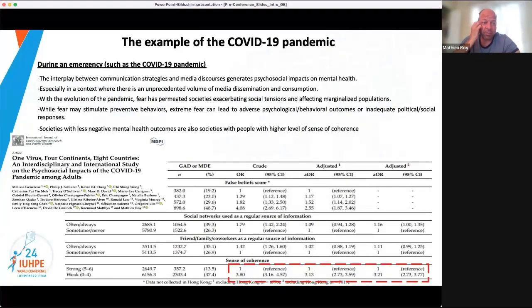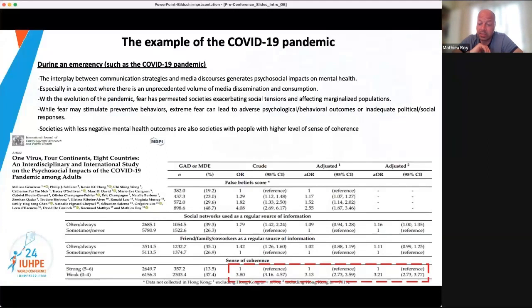And while fear may stimulate preventive behaviors, extreme fear can also lead to psychological or behavioral outcomes and inadequate political responses. But what we saw was that societies with better mental health outcomes were also societies with people with a higher sense of coherence. One study that I undertook with colleagues identified various risk and protective factors associated with generalized anxiety and depressive symptoms during the pandemic. And of all the factors studied, the sense of coherence was by far the protective factor most strongly linked with fewer symptoms of anxiety and depression in times of pandemic.